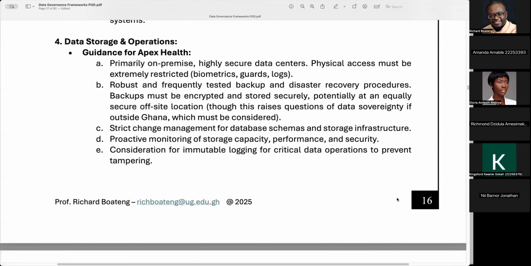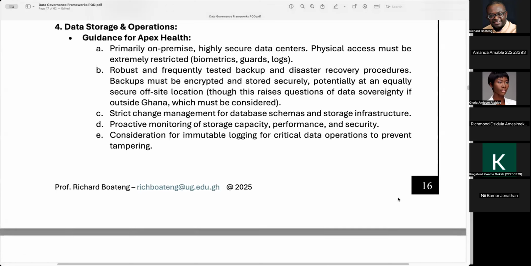Strict change management controls must govern any modifications to systems or infrastructure handling VVIP data, alongside continuous performance and security monitoring and immutable logging of all critical system operations. The data security implementation itself needs to be multi-layered. It absolutely has to be.